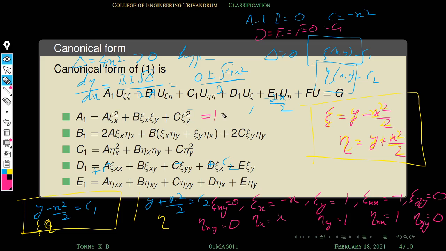Eta x square becomes x square, right? Eta x is minus x, so eta x square means x square itself. Isn't it right? Minus x whole square means x square itself, plus b x square is not x square. What is it? Minus x square. Eta x square minus x square.